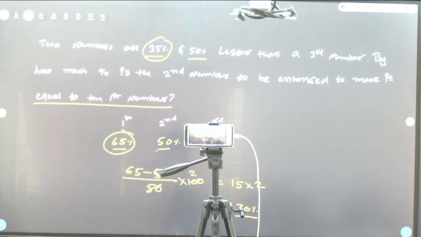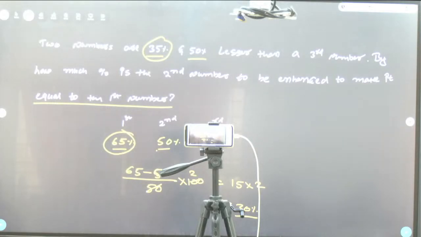C is 60% less than D. And D is 20% more than E.